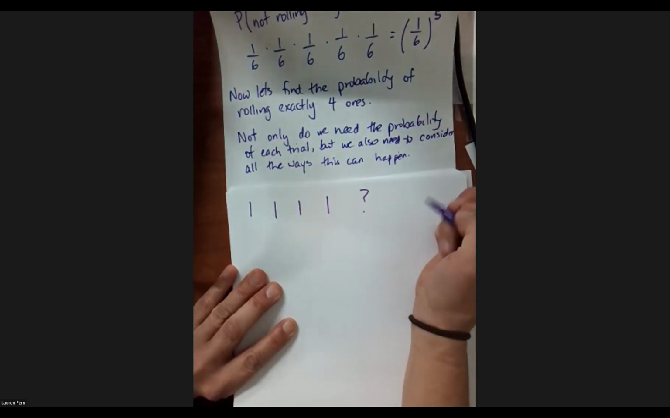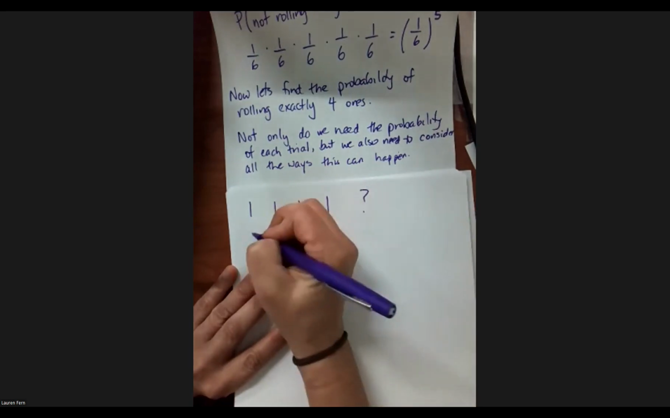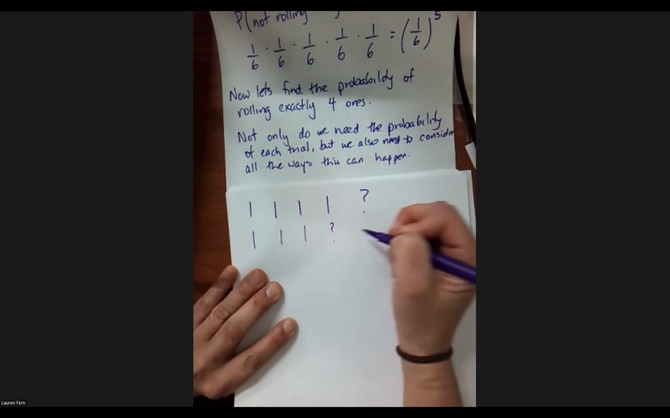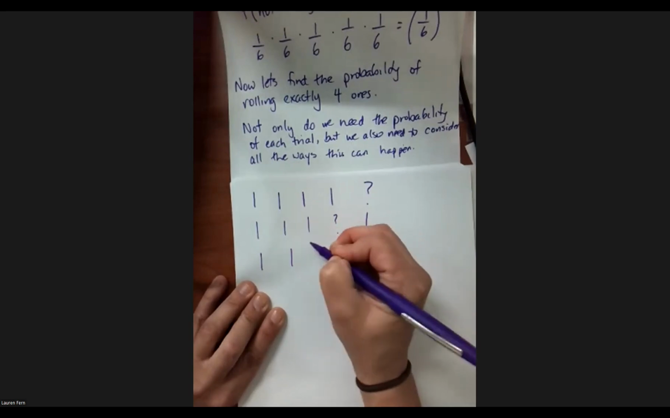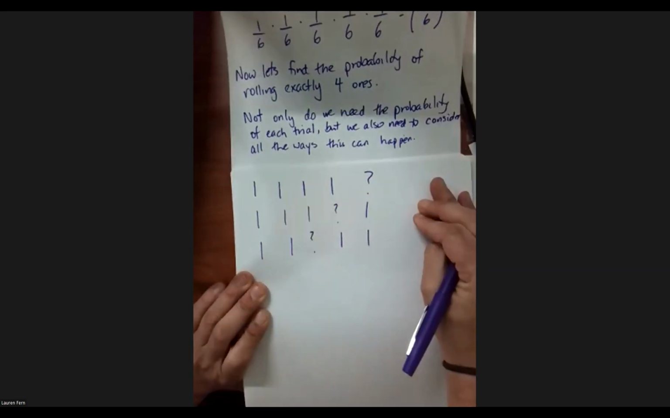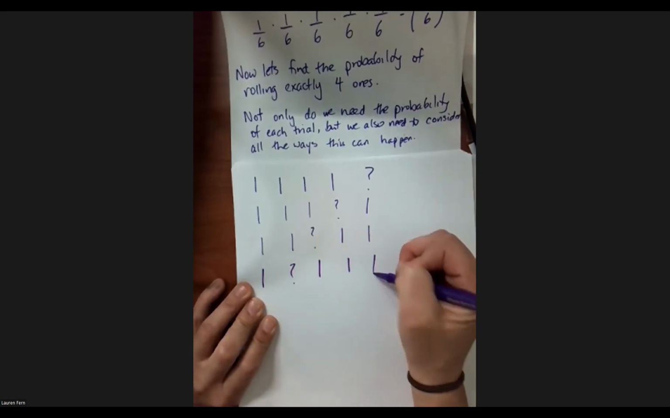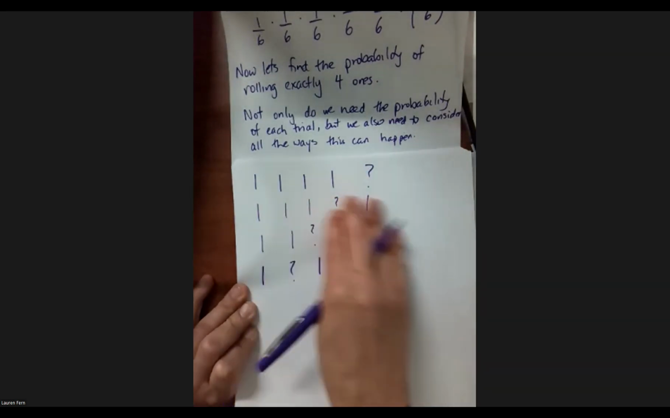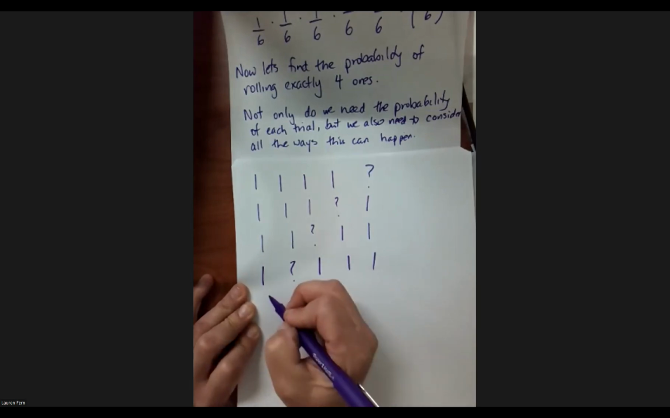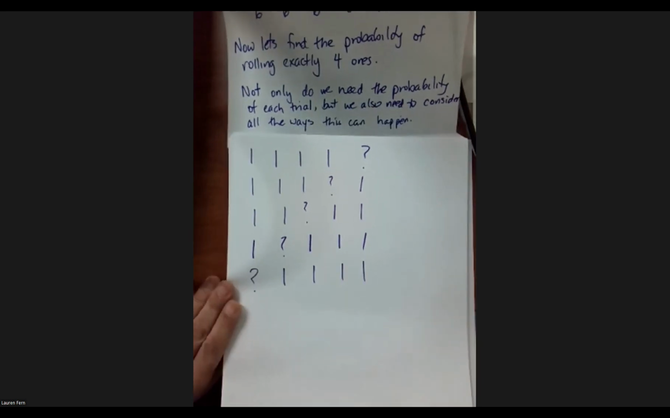and then roll something else? And we just got exactly four ones. Or we could roll a one, roll a one, roll a one, get something else, and then roll a one. Or we could roll a one, get something else, roll a one, and roll a one. Or we could roll a one, get something else, and then get three ones. Notice I'm looking at all the different ways that we can get exactly four ones. Or we could roll something else and then get four ones right in a row. You with me there? Okay.